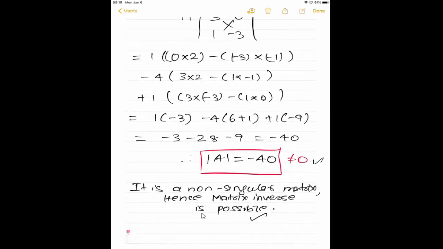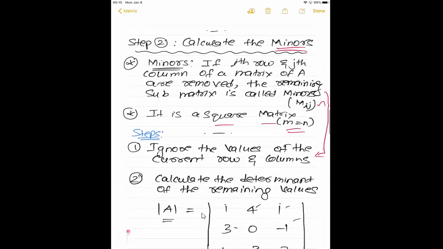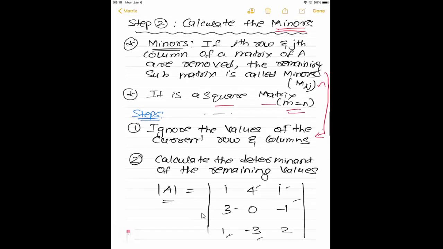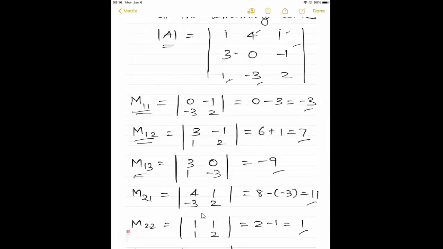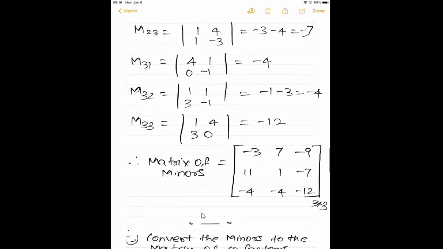After verifying the matrix is non-singular, the next step will be we have to calculate the minors. In order to calculate the minor of a matrix, we have to calculate the minor of each value. For the minor of each value, we have to ignore the values of the current row and column, and then we have to write the remaining submatrix. For example, if it is 1, the submatrix will be, after ignoring its column and row, 0, minus 1, minus 3, 2. That is what is written here. For each value, we have to calculate the minor, and finally we have to write the matrix of minors.